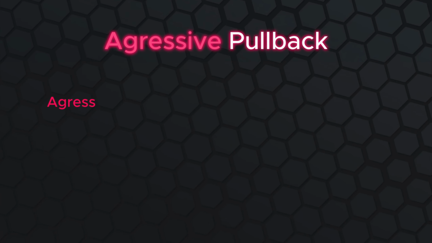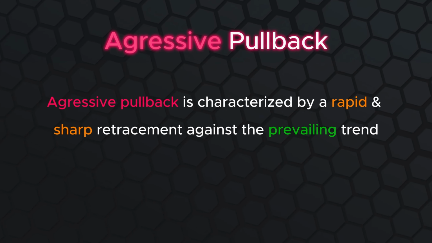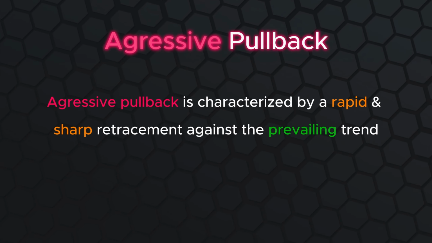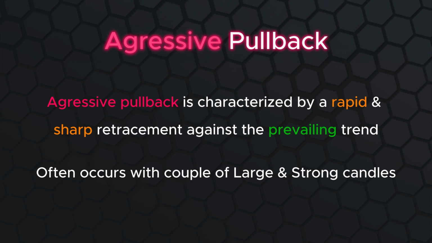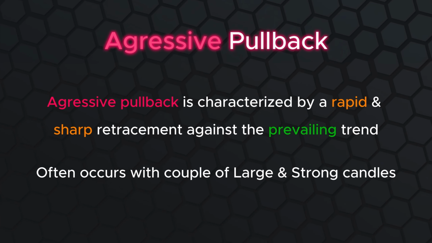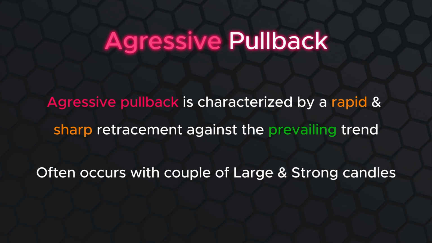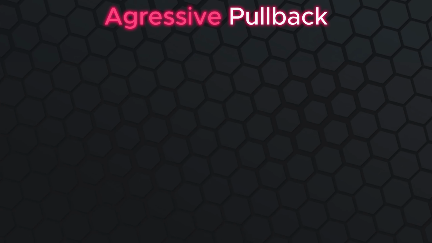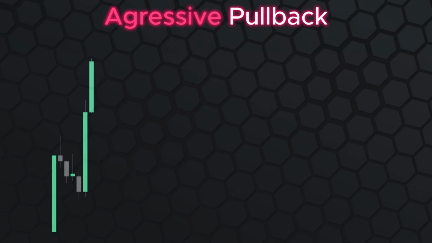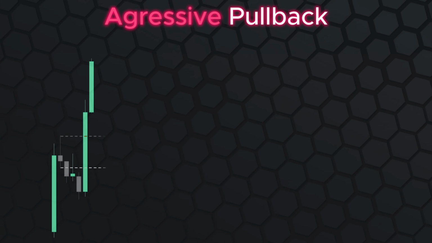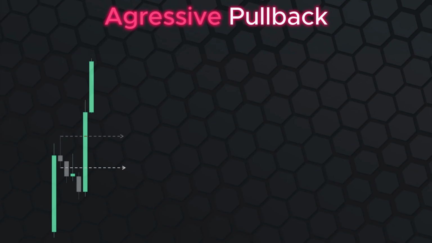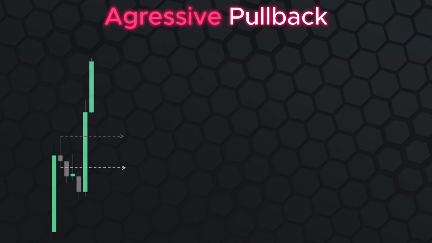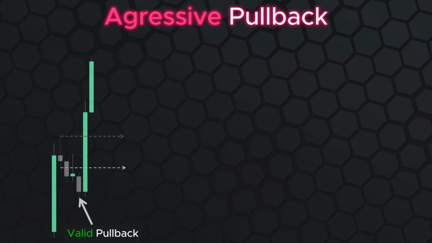The first pullback type is the aggressive pullback. An aggressive pullback is characterized by a rapid and sharp retracement against the prevailing trend. It often occurs with a couple of large and strong candles that quickly retrace a portion of the recent price movement. Let's imagine we have a series of candles like this one. As you can see, the price is broken below the lowest point of this candle, which was the latest low before the temporary pause and reversal. So we have a valid pullback here.